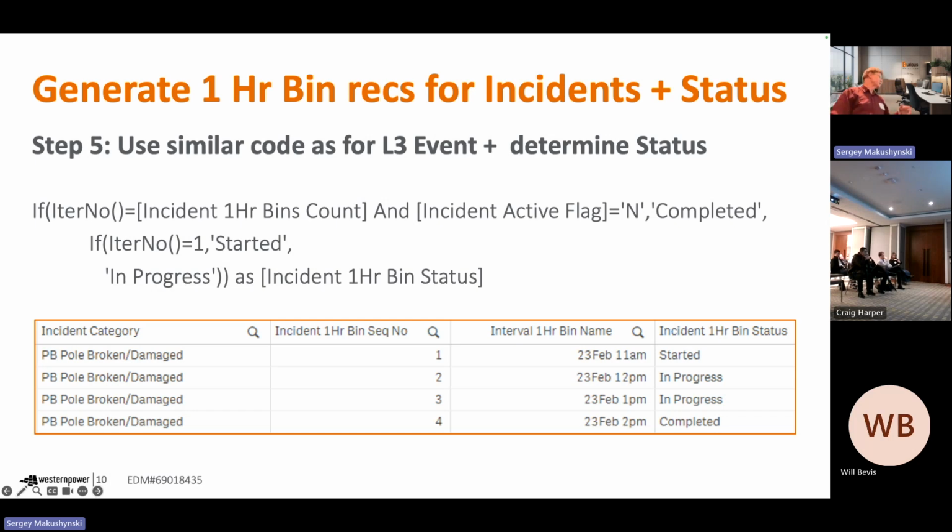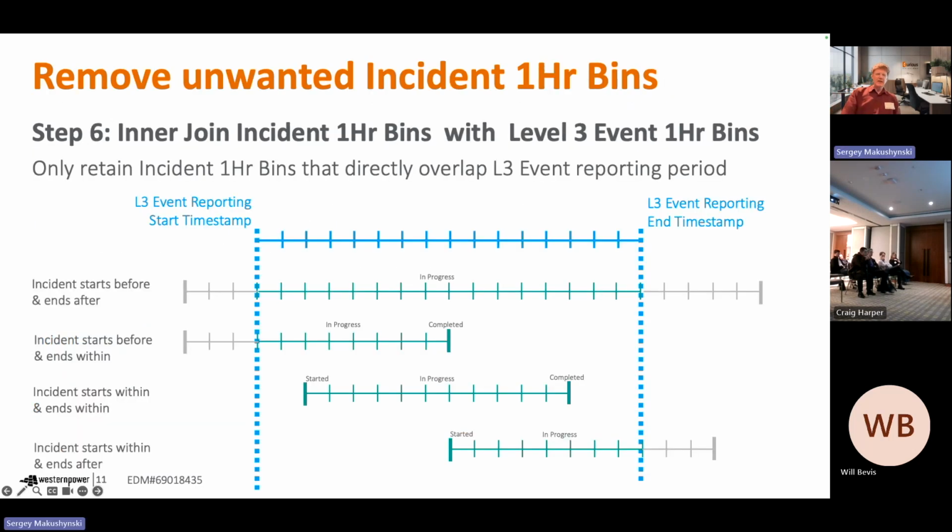So at the end of the day, you can see from this, I had a pole broken or damaged. It had 4 bins. It started in the first bin, was in progress, and then it completed. So now I've got 2 sets of these iterations, these time intervals. One is from the level 3 event. The other is from the incident.